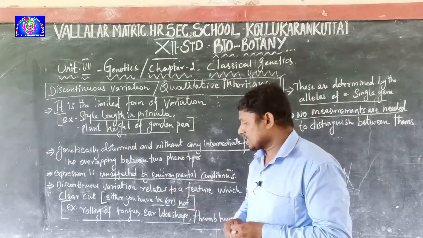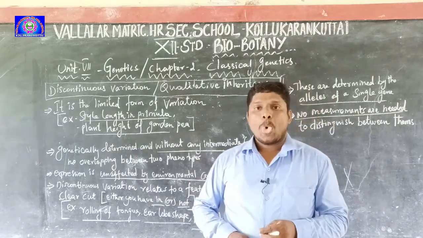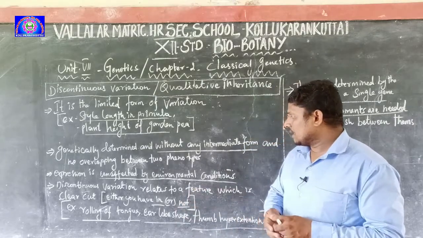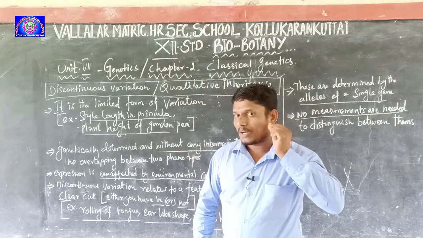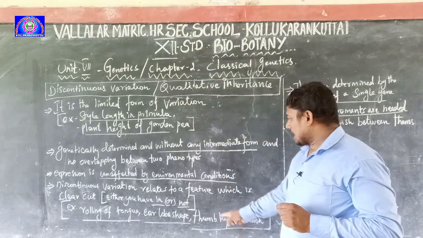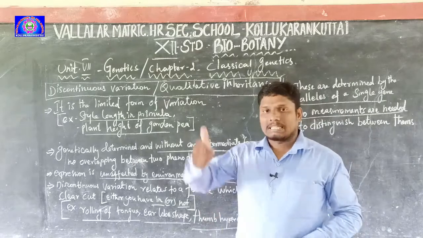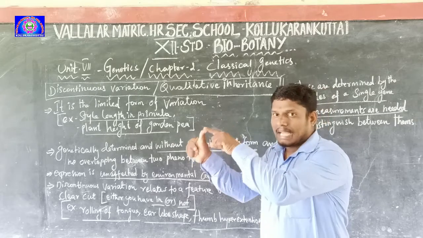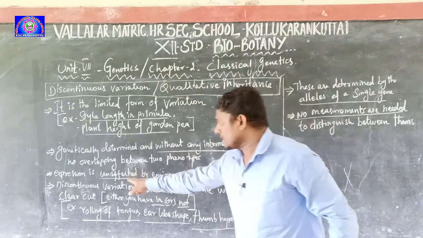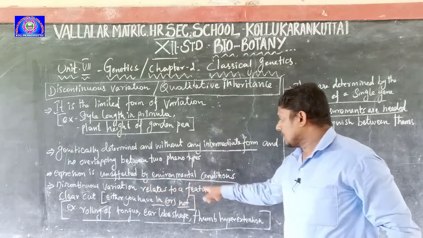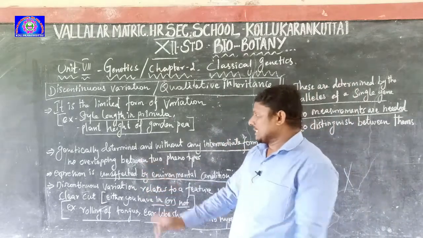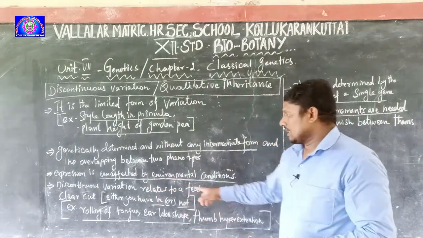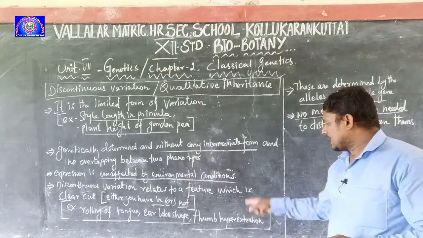For example, rolling of the tongue, and the second one, ear lobe shape, and the third one, thumb hyperextension. So discontinuous variation relates to features which are clear cut: either you have them or not. For example, rolling of tongue, ear lobe shape, thumb hyperextension.